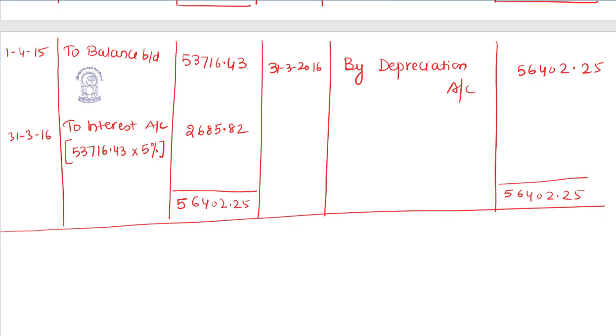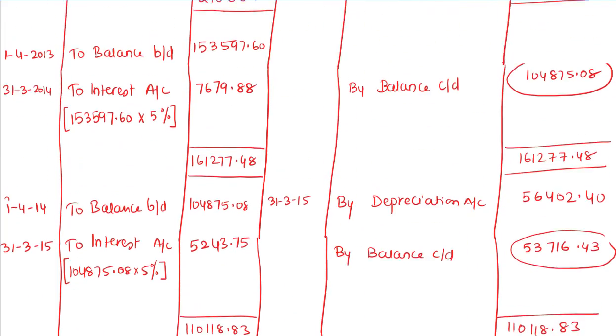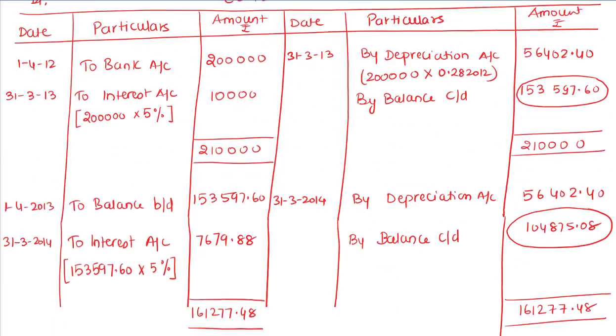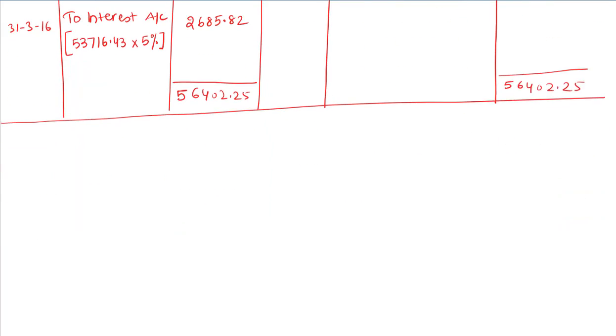Let us continue and make the profit and loss account now. We have already made the lease account for 4 years. Now let us make the profit and loss account.